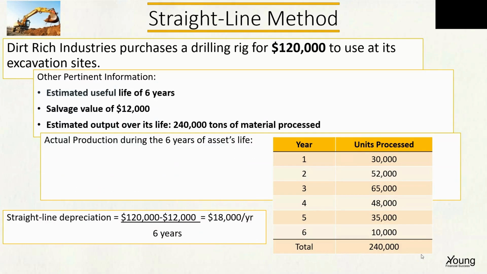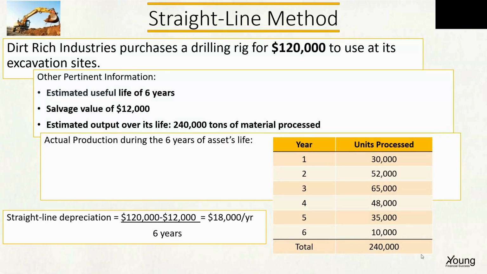So we have the straight line depreciation. We're going to take the cost of the asset minus the residual value divided by the time that we're expected the service life to be. So the 120,000 we spent on the asset minus the 12,000 of residual or salvage value. Then we divide that by the 6 years. We're going to depreciate 18,000 each year.